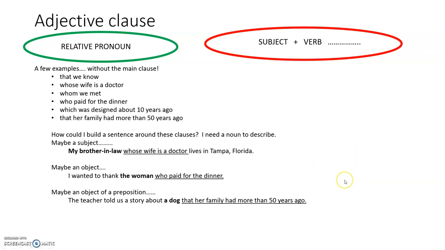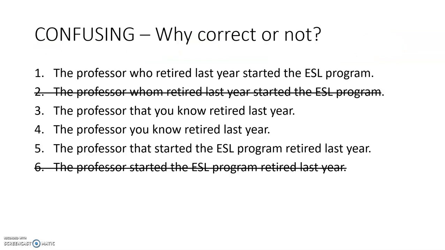We still have some confusing points to straighten out, I think. Okay, I think this is confusing. I have a list of sentences here, and they look very, very similar. And I want you to start thinking about why some are correct and some are not. Okay, so I've crossed out number 2 and number 6. Those are not correct. The others are.